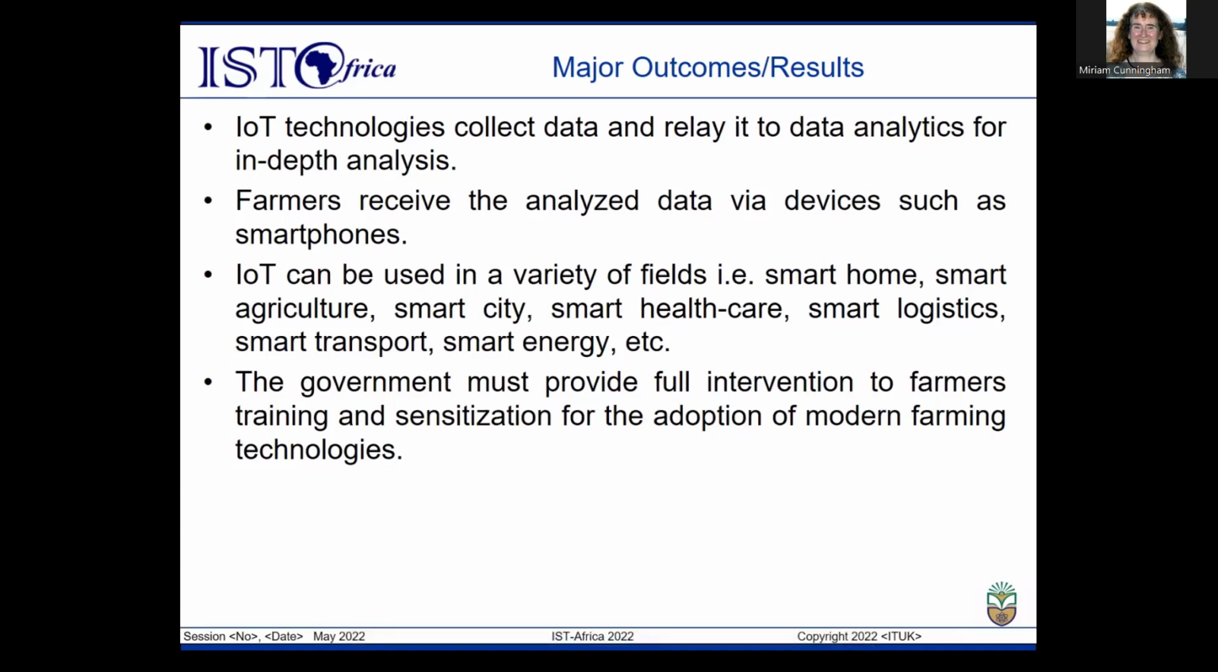And significantly, the government must provide comprehensive assistance to farmers in these regards, such as inputs, subsidies, permits, rates, irrigation facilitation, and training and sensitization for the adoption of modern farming technologies for realization of high yields and productivity.